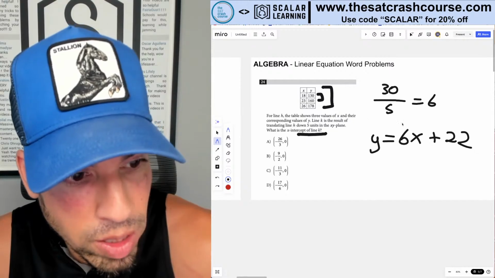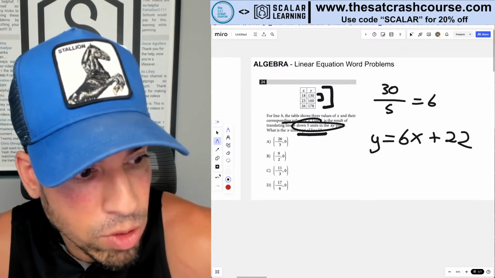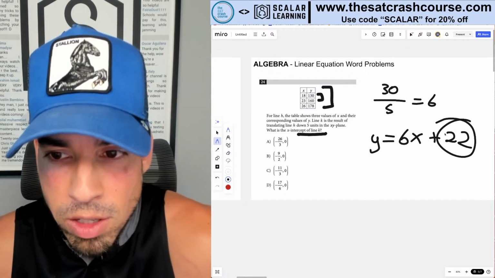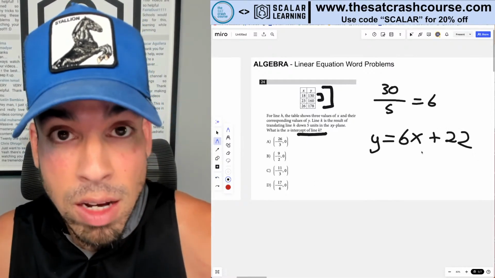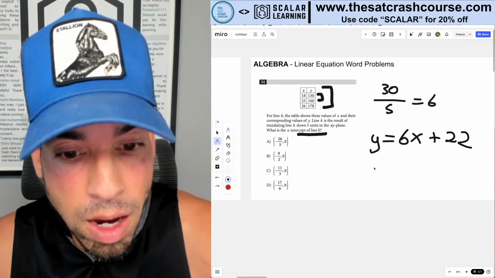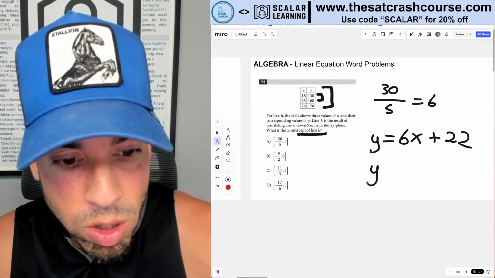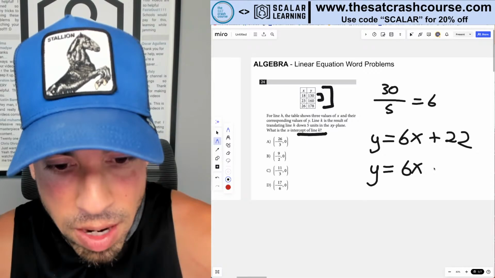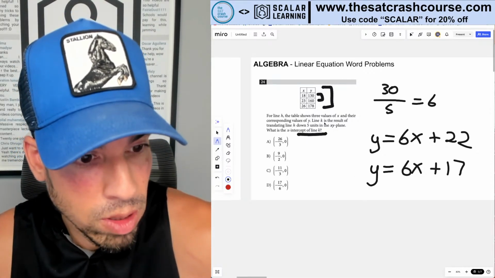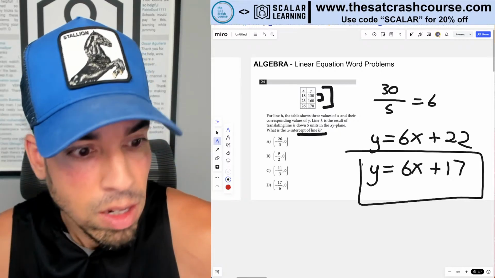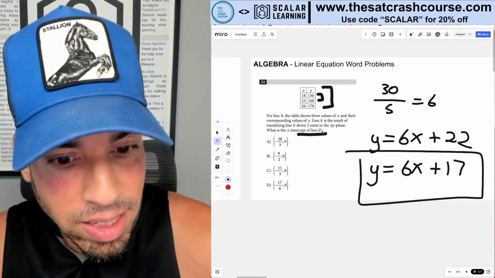Then it says we're translating this down by 5 units. Well, this is my y-intercept, right? So if we're going down by 5 units, we're bringing the y down, we're minusing 5, right? So that y-intercept, we don't want it to be 22. We want it to be 22 minus 5, which is 17. So now we have an equation for line K. This is line K.